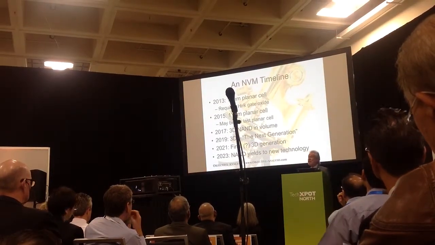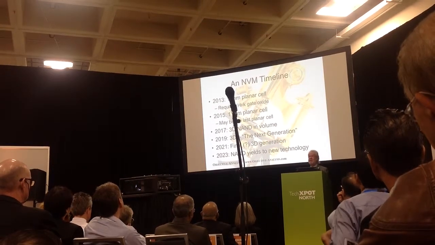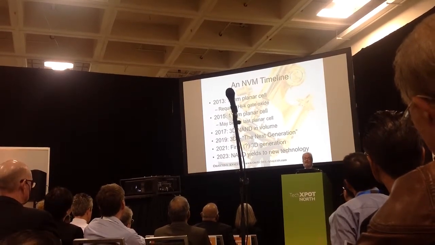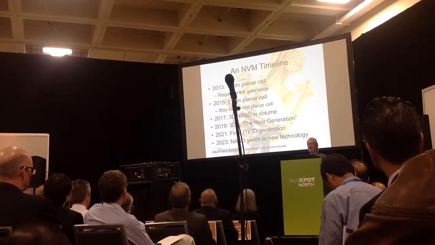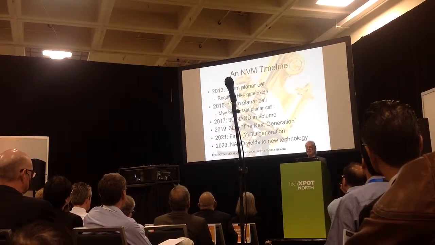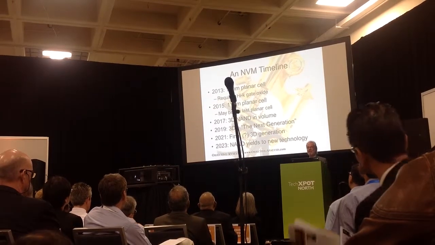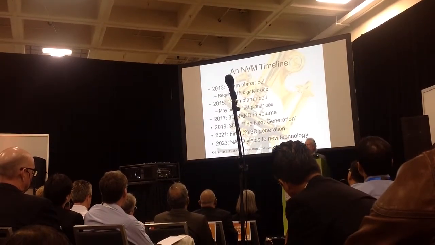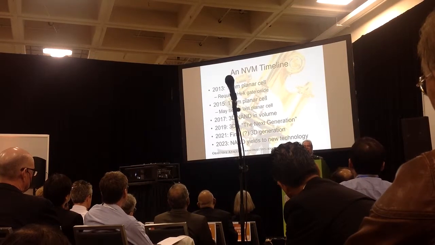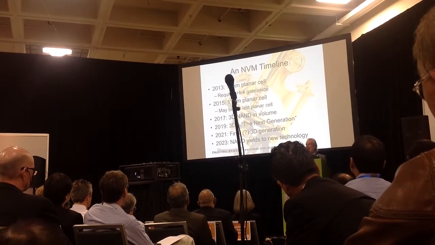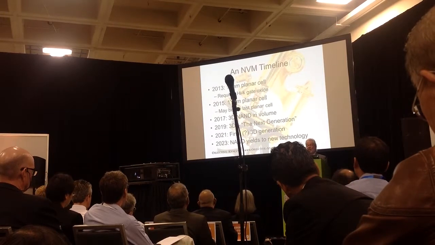So here's a timeline that I actually put together in 2013 for the Hot Chips conference of how I see the markets going for NVM. And so we had 1X planar cells in 2013, and a lot of manufacturers were approaching that by using high-k dielectric. 2015, 1Y nanometer, and we're there right now.